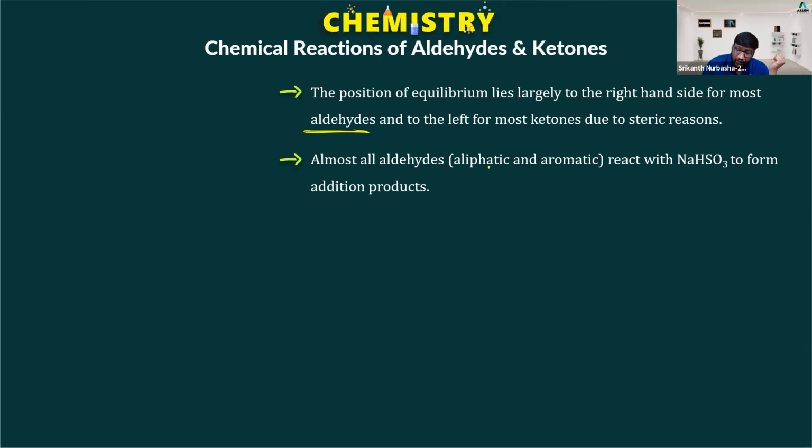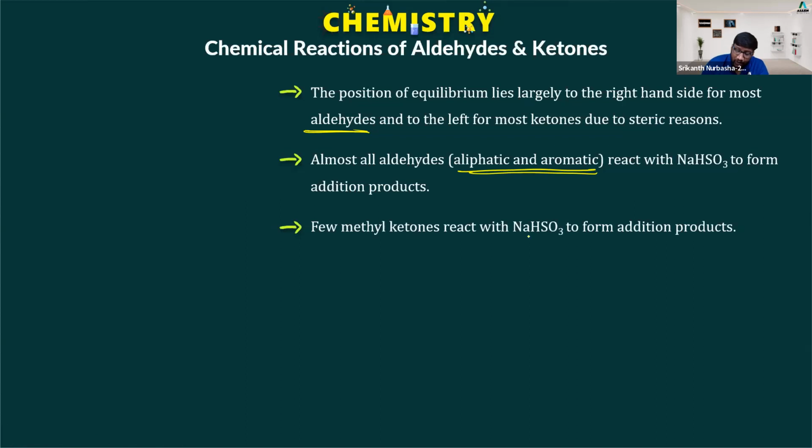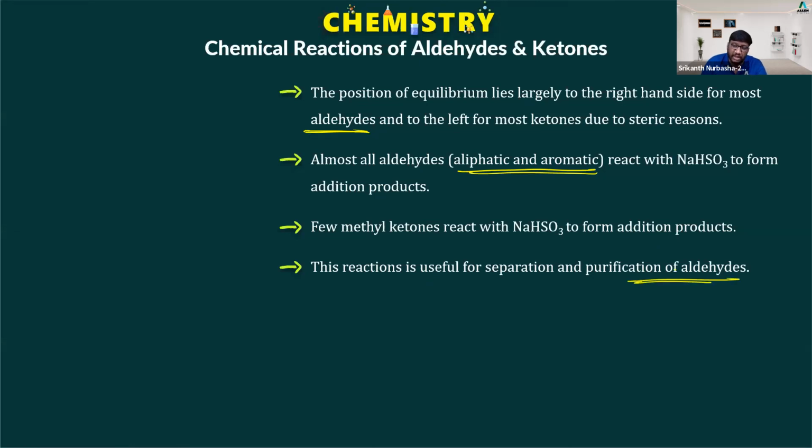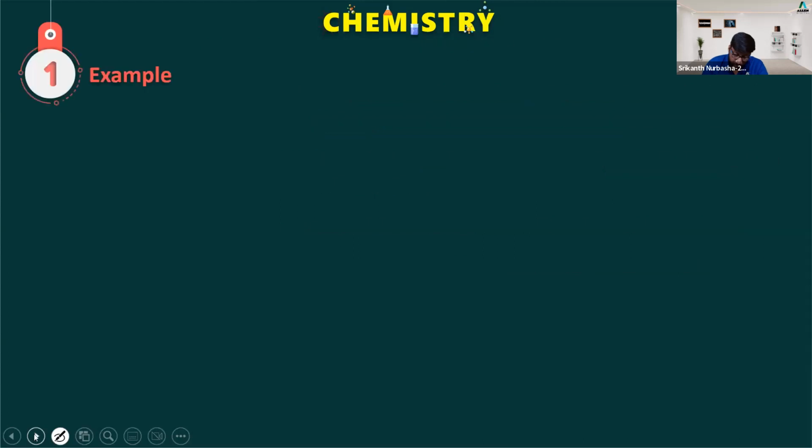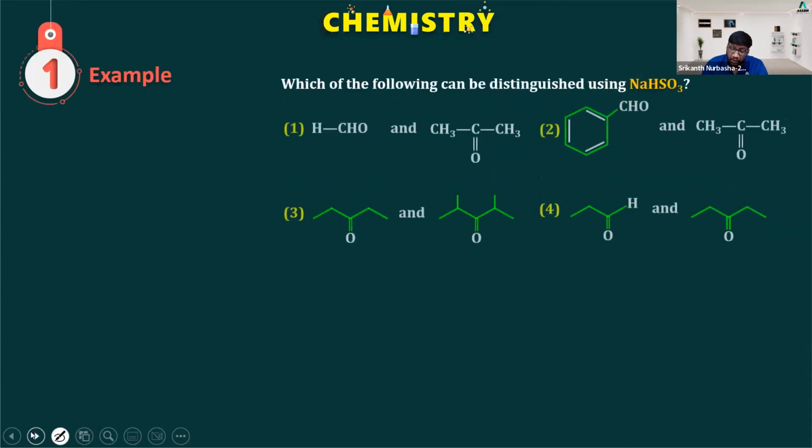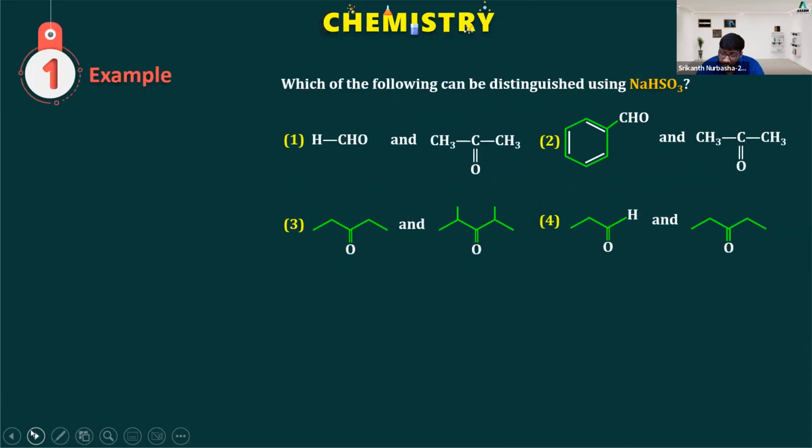Almost all the aldehydes, aliphatic and aromatic, react with NaHSO3 to form addition products. Few methyl ketones react with NaHSO3 to form addition products. This reaction is useful for separation and purification of aldehydes from heavier ketones. Look at this example. Which of the following can be distinguished using NaHSO3? Four options have been given. Which can be distinguished using NaHSO3?